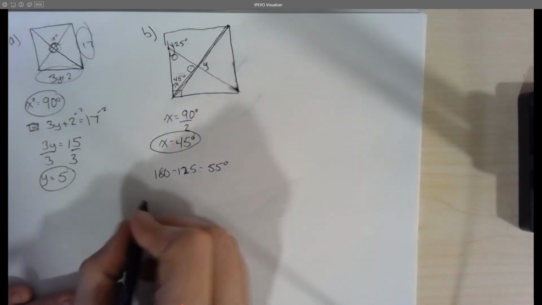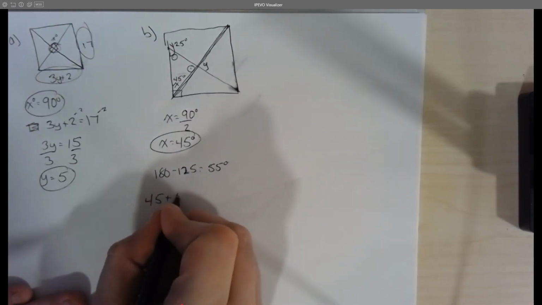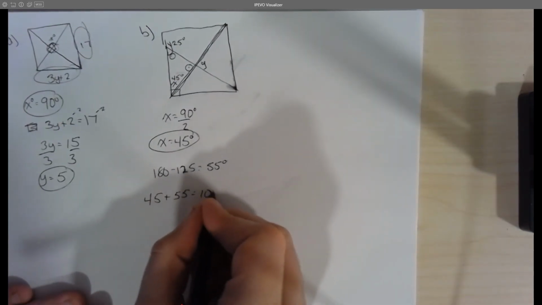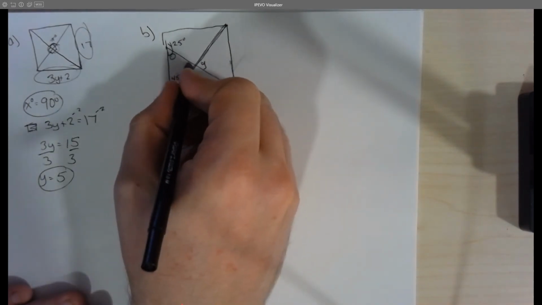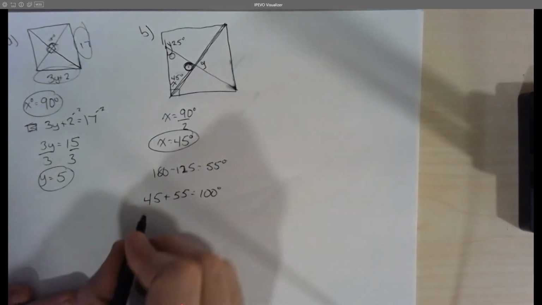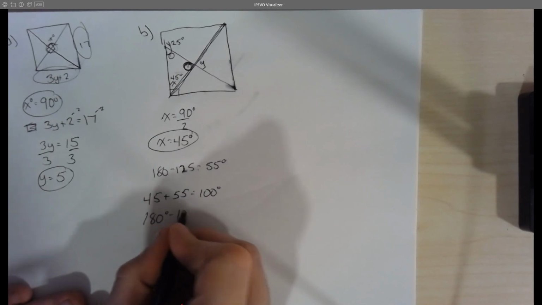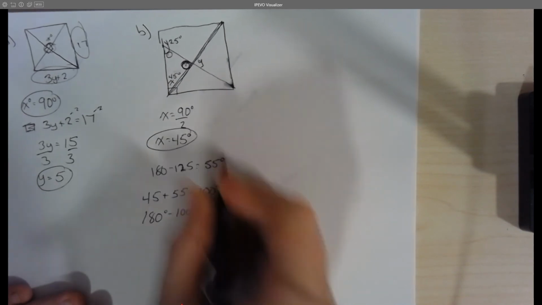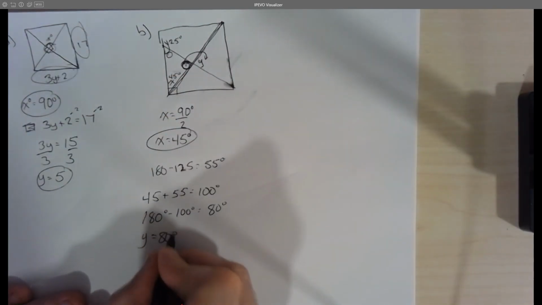Okay, so I know that this is 45 and this is 55. So 45 plus 55 is going to be 100 degrees, which means that this has to be whatever is left. 180 degrees minus 100 degrees equals 80 degrees here. And this y, being the opposite angle to that, is the same. So y equals 80 degrees.